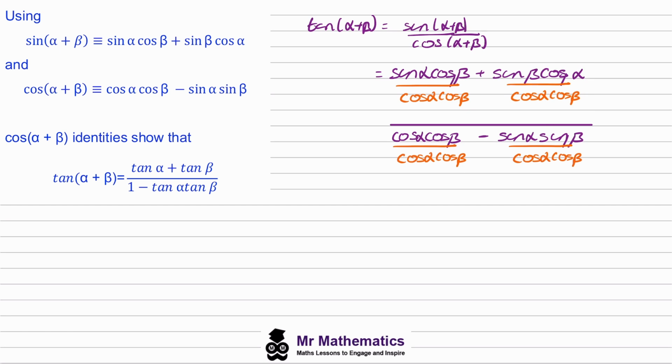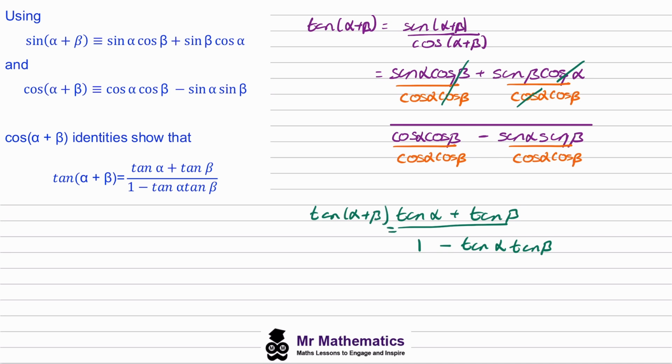Now can you see what will happen? These cos betas will cancel. This cos alpha will cancel with this one. We know this one cancels to make 1, and then what we're left with is sine alpha over cos alpha, which we know is tan alpha, sine beta over cos beta, which is tan beta. And this is exactly what we were asked to show here. So this is tan of alpha plus beta.